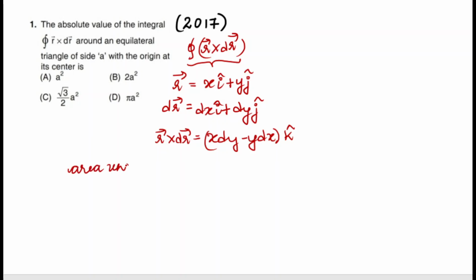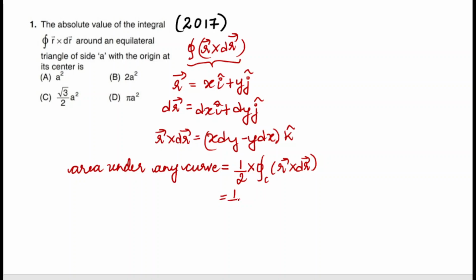Area under any curve is equal to half times the closed integral of r vector cross dr vector, or you can write it as half of the closed integral of x dy minus y dx. Okay, now I'm going to continue here. Now I am writing area in terms of a capital A.